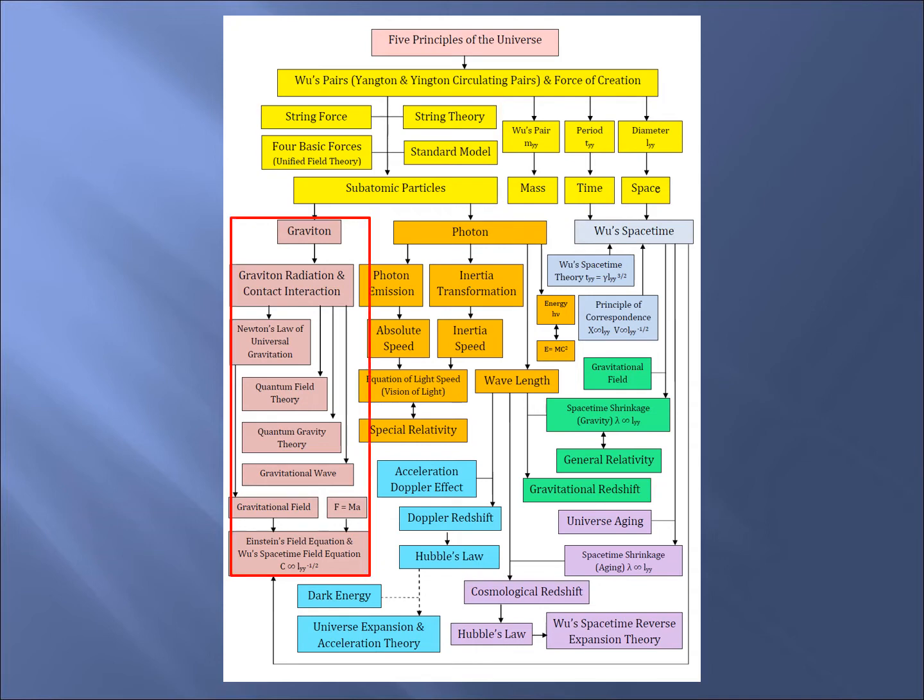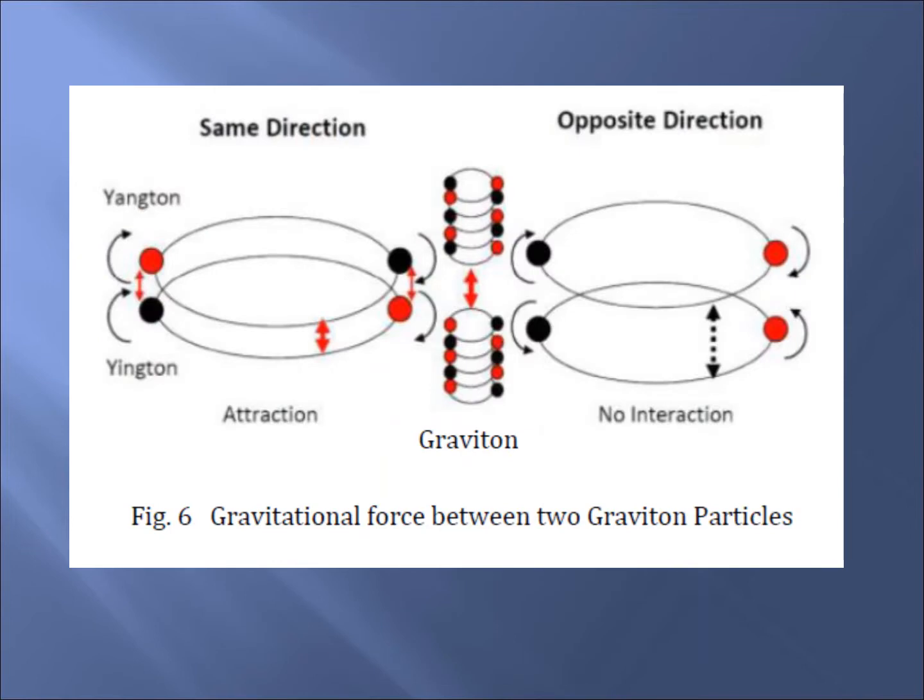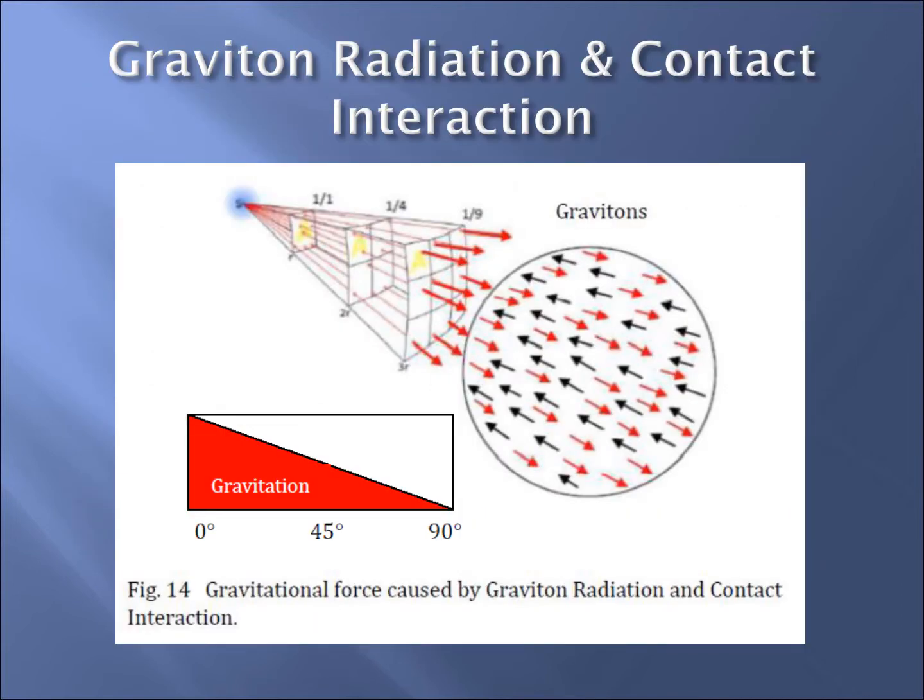Now let's take a look at graviton and its related phenomena, such as Newton's law of universal gravitation, gravitational field, field equation, and the gravitational wave. Graviton has a linear structure. When two gravitons come together, either end to end or side by side, attractive force can be generated at the contact area. This is called gravitational force.